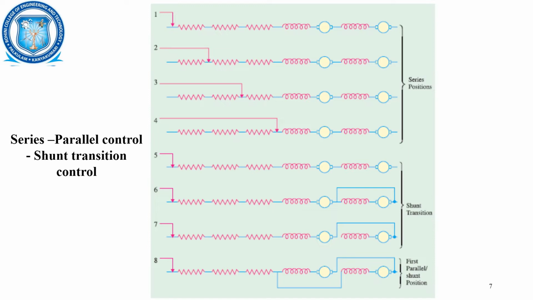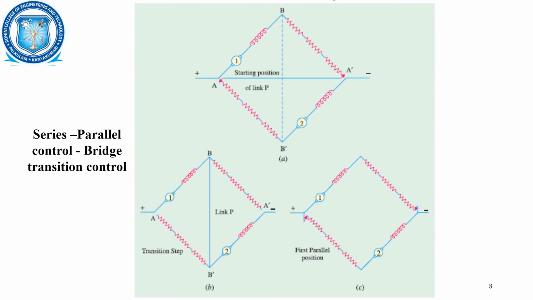Next, let us see the first parallel and parallel shunt position. In this case, we can see a parallel connection between two motors, then the series connection of the rheostat. Next, let us see the bridge transition control.